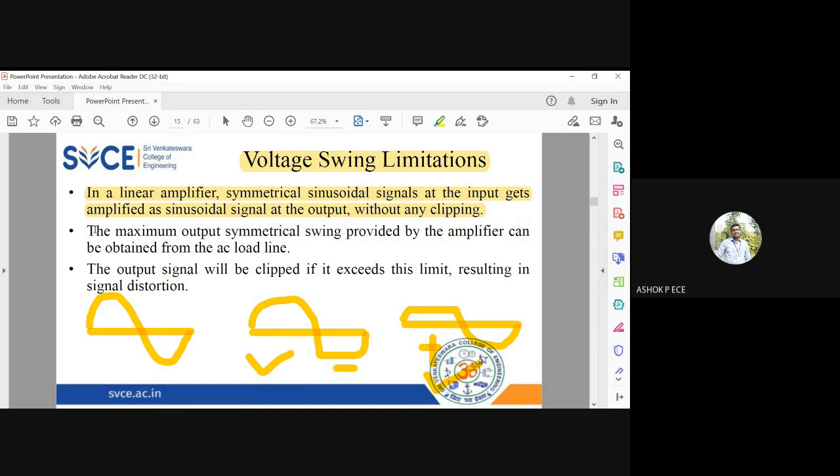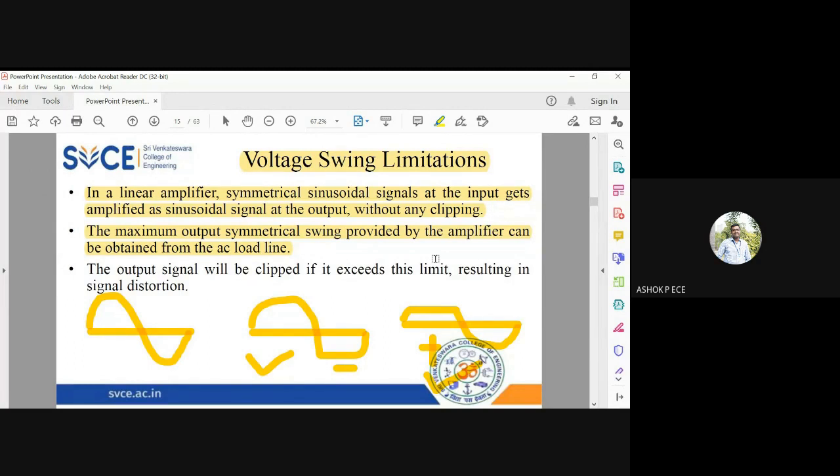So I can easily predict the maximum output voltage I can get from the AC load line. Once I draw the AC load line, I can clearly predict the maximum output I can get. From the maximum output, I can predict the maximum input I can give to my amplifier to get that maximum output voltage. So it is just like reverse engineering, because we are drawing all the load lines on the output side, right? So we have knowledge about the output, but I need knowledge about the input. So you have to do reverse engineering.